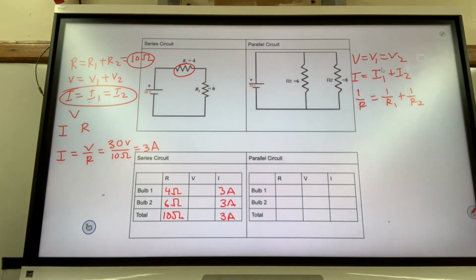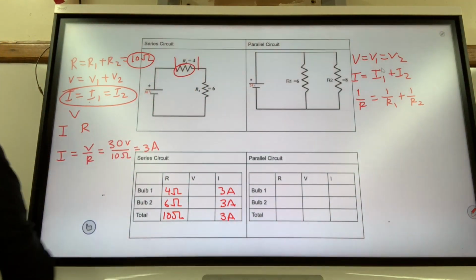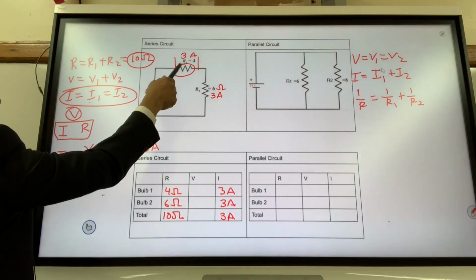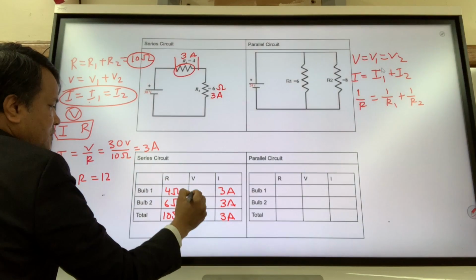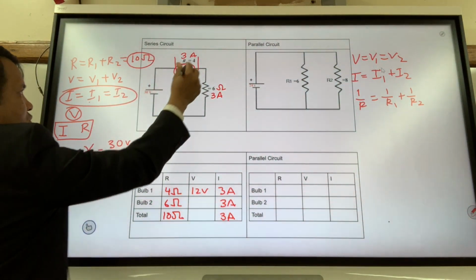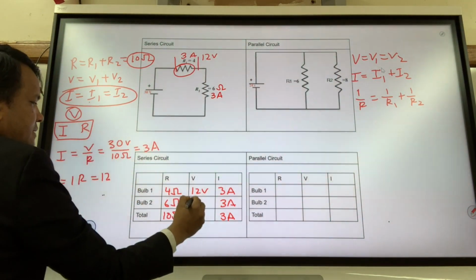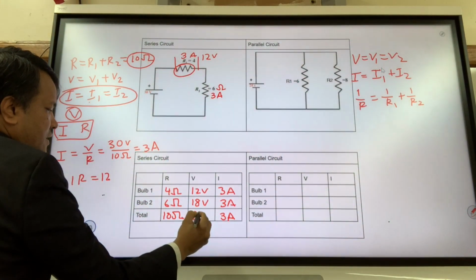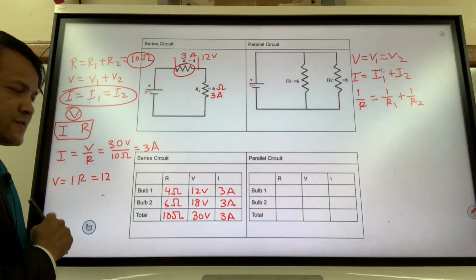Now let's find the voltage. How much voltage do I have across this resistor? V equals IR, so 3 times 4 is 12. So the voltage is 12 volts for resistor 1. For resistor 2 it is 18 volts. So the total voltage we have is 30 volts. Okay, so this is for the series circuit.